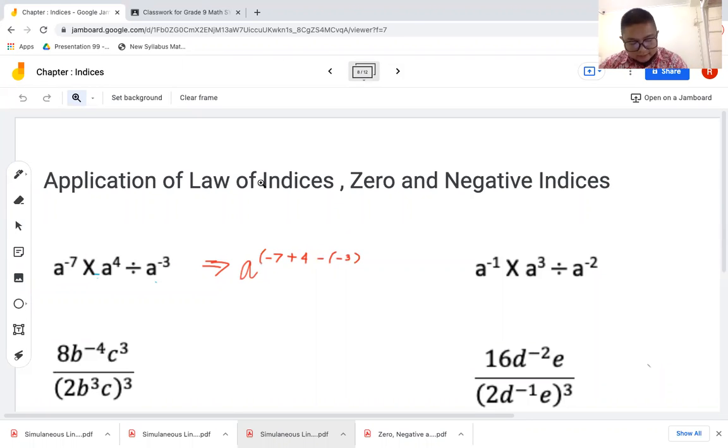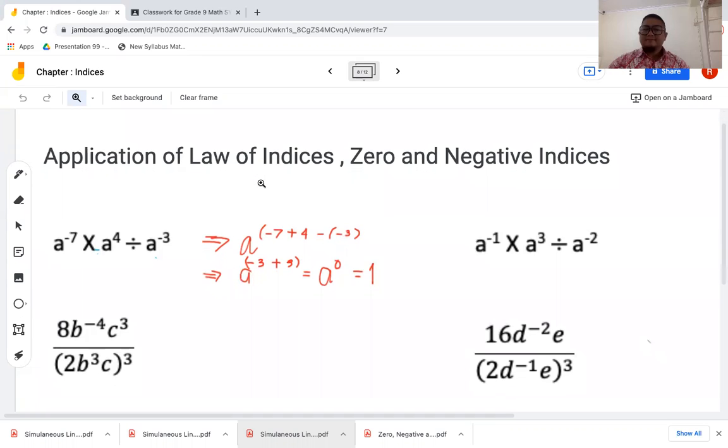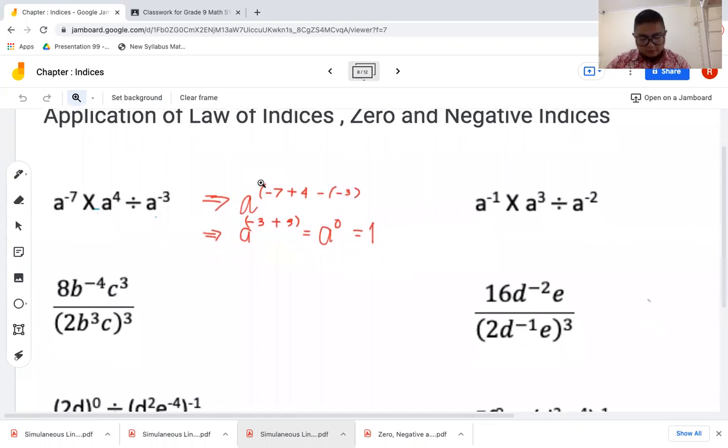So if we calculate this, negative 7 plus 4 will be a raised to negative 3, and then we are going to have an additional 3, which will eventually give us a raised to 0. And as we know, anything that has a 0 index will automatically give us a value of 1. All right. Now let's move on to question number 2.